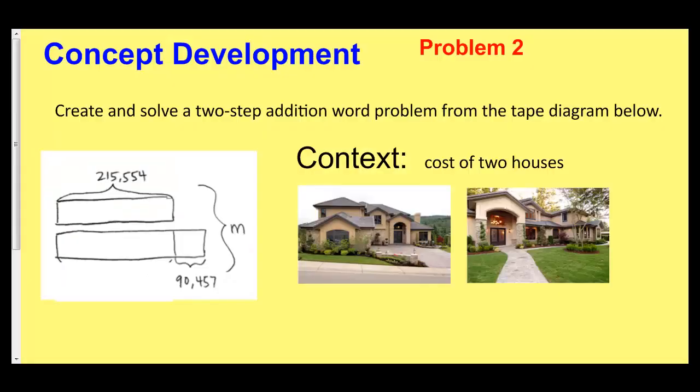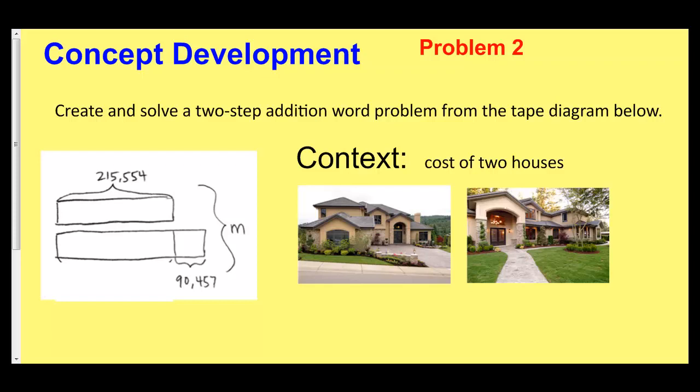Now, I'm not going to do the second problem with you, but I do want you to take a look at the context. I want you to take a look at the tape diagram, and I want you to solve a two-step addition word problem from the tape diagram below. So I want you to notice that there isn't a whole this time. We have two, and we're comparing. Our context is the cost of two houses. So maybe you could write some kind of addition word problem where you're comparing the cost of the two houses.